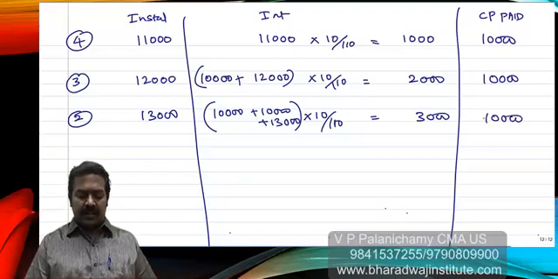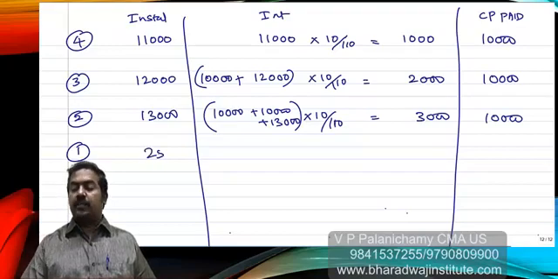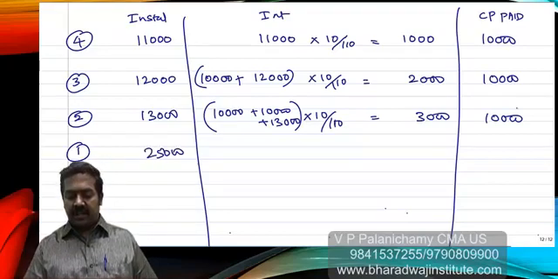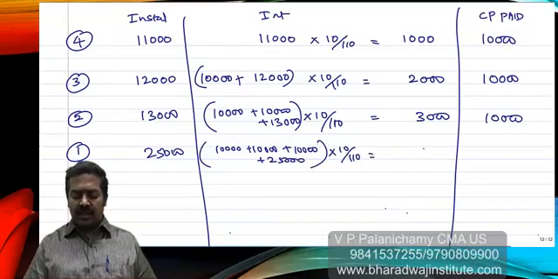Next, the first year. What is the installment paid? In the first year, all these amounts would have been outstanding: 10,000 plus 10,000 plus 10,000. Now how much are we paying? 25,000 into 10 by 110, 5,000. 25,000 minus 5,000, 20,000.